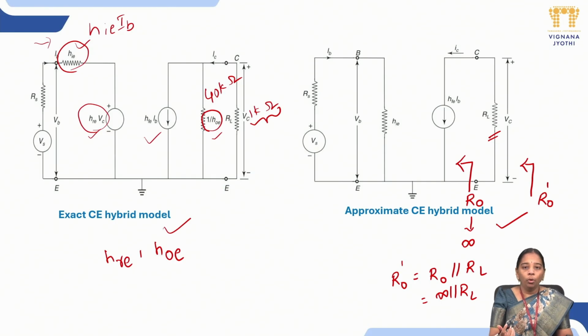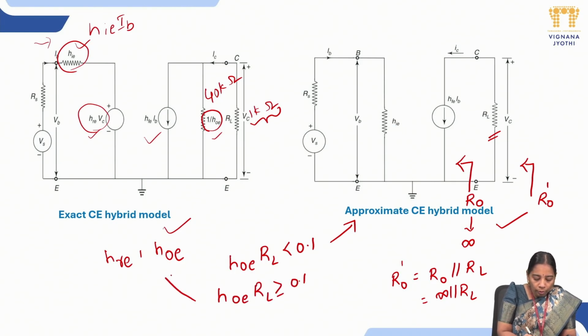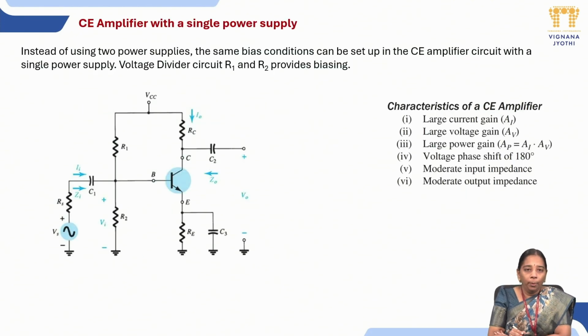So when can we go with the approximate analysis and when can we go with the exact analysis? Whenever HOE into RL is less than 0.1, we can go with approximate analysis. If this value is greater than or equal to 0.1, we have to go with exact analysis. So next, coming with the CE amplifier.